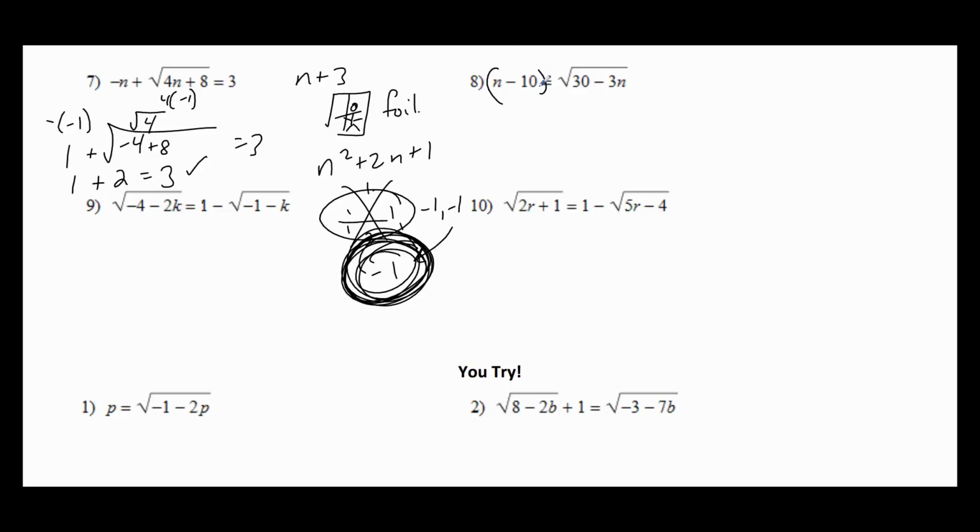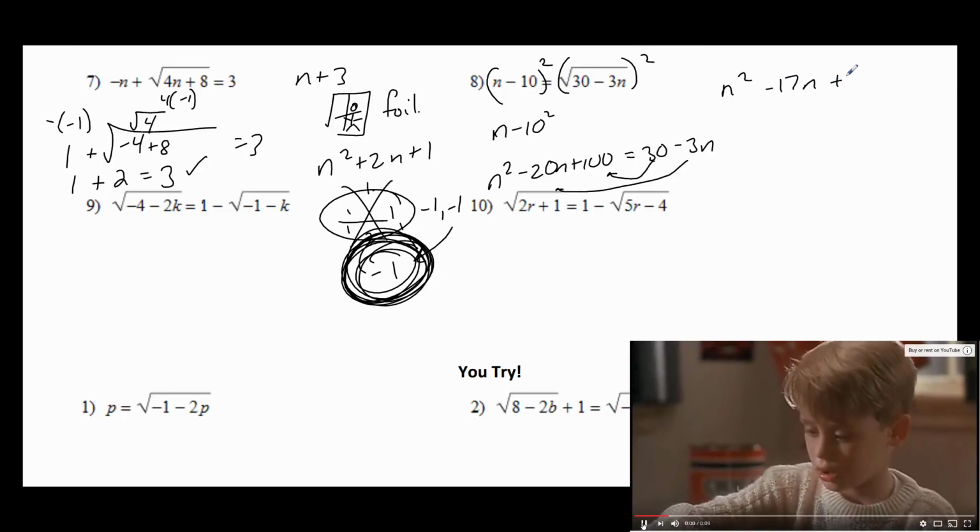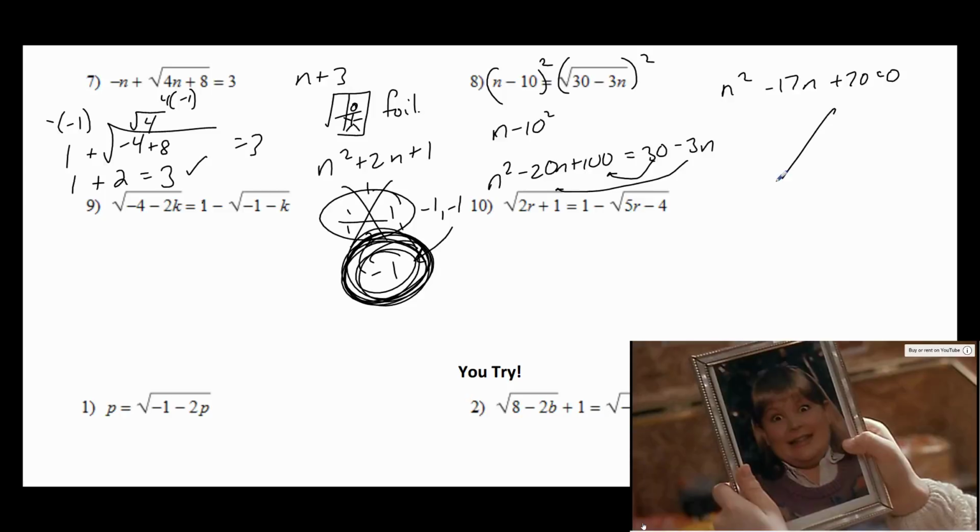Square both sides of number 8 because they're already isolated for the root. So I get n minus 10 squared, which in this case is actually n squared minus 20n plus 100 equals 30 minus 3n. Let's bring the 30 over. Let's bring the negative 3n over. n squared minus 17n plus 70 equals 0. Factor.